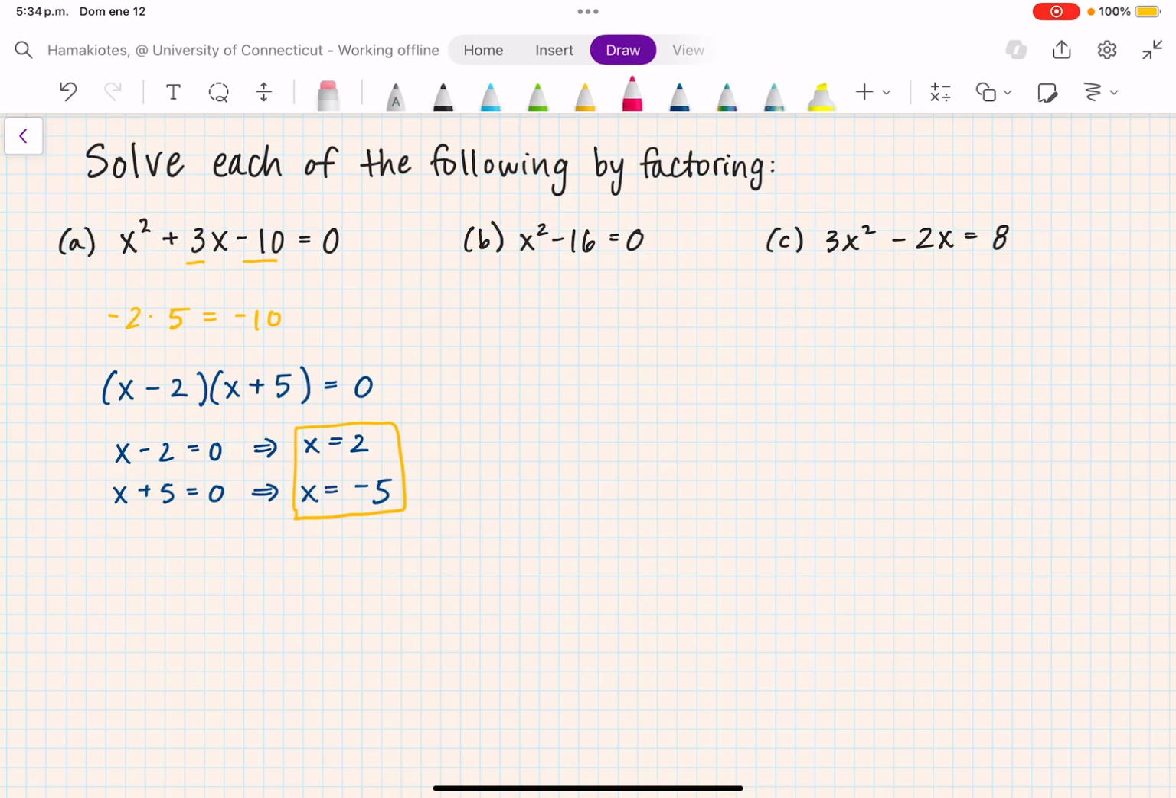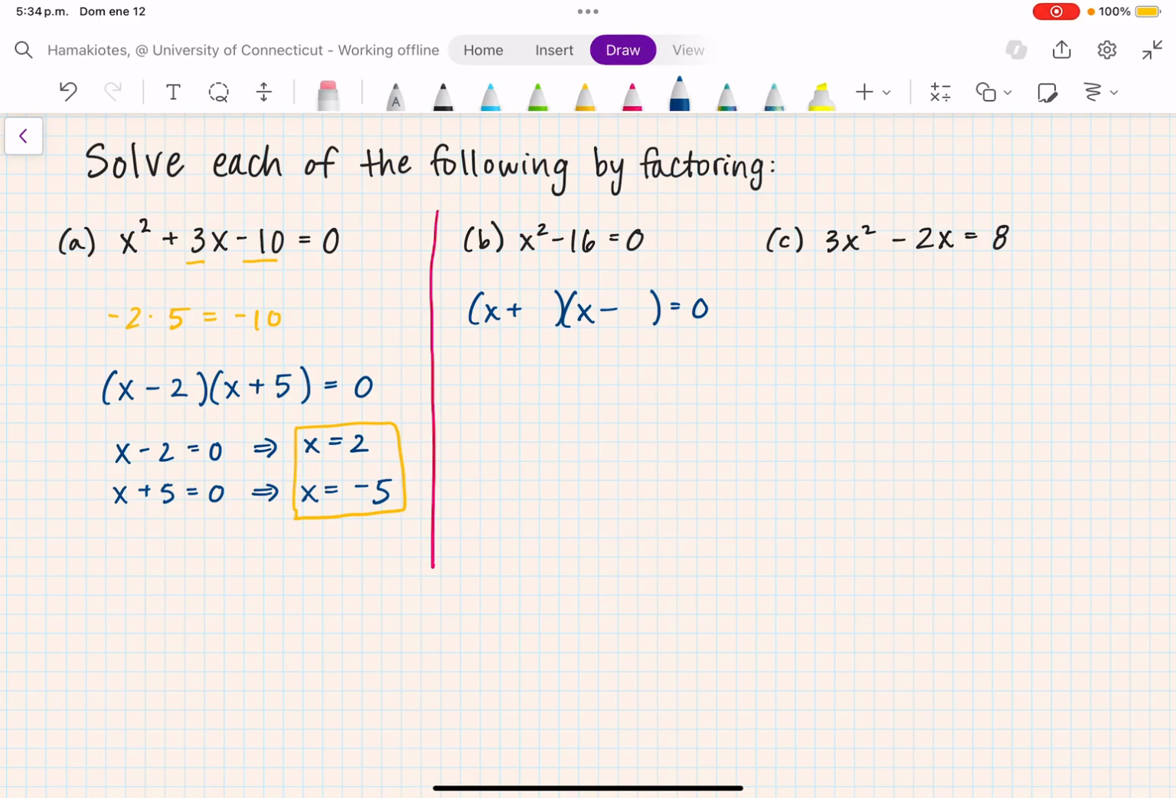Now, let's move on to B. x squared minus 16 equals 0. So notice, x squared is a square, and 16 is a square. 16 is 4 squared. So here we have the difference of two squares, which means that we're going to have something of the form x plus a times x minus a.